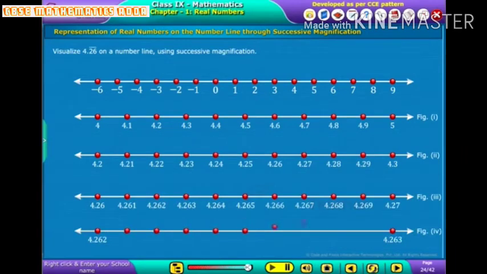We can proceed endlessly in this manner and simultaneously imagine the decrease in the length of the interval in which 4.26 bar is located.